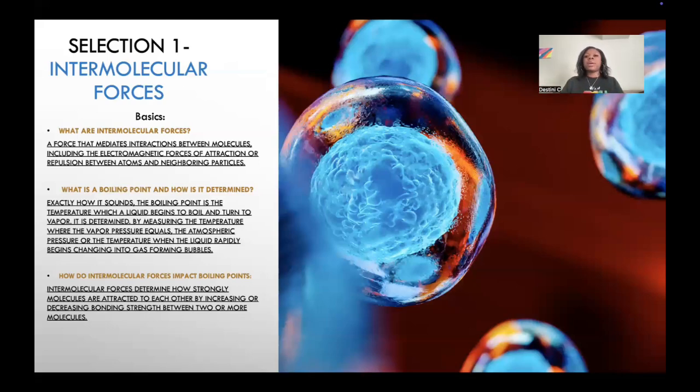When you boil them or heat them, they begin to break off frantically, like gas, as we know, is very free moving. So intermolecular forces affect your boiling point because the stronger the interactions between your molecules, the less they want to break apart, right? So your boiling point is going to rise, and we will get deeper into that. This is just a 30,000 foot view of intermolecular forces and their effect on boiling points.